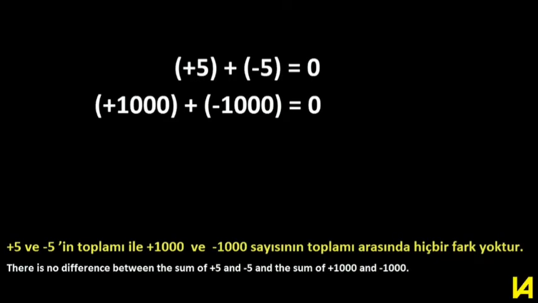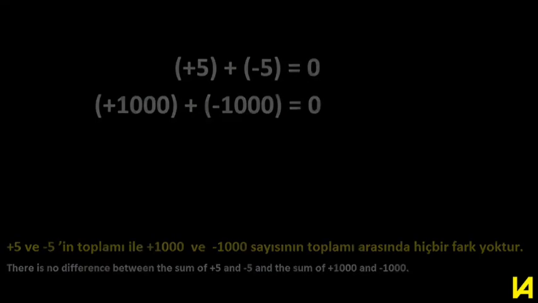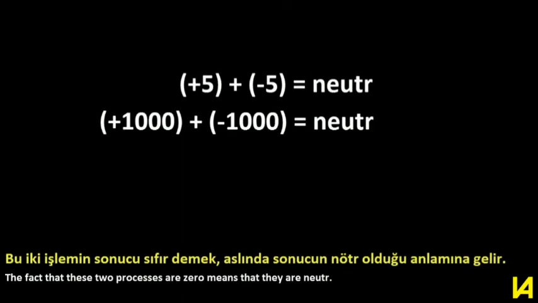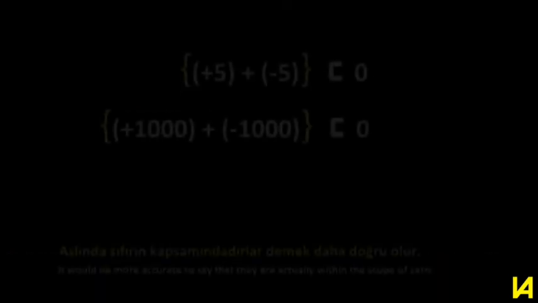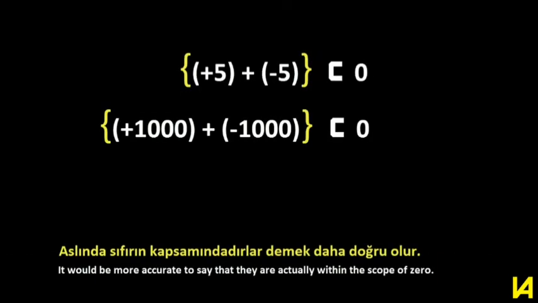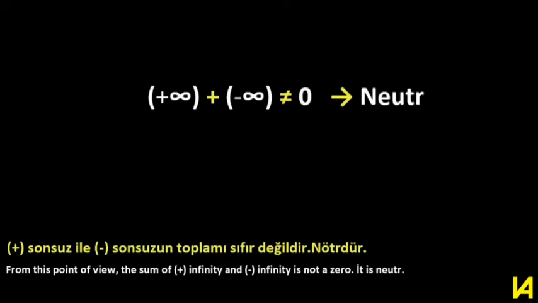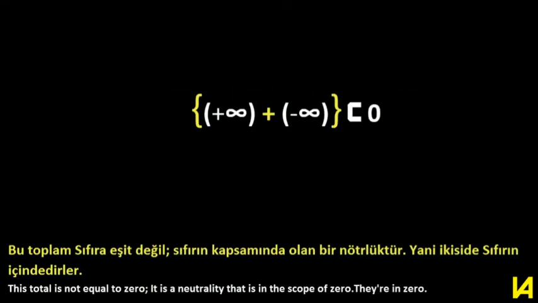There is no difference between the sum of +5 and -5 and the sum of +1000 and -1000. The two are ultimately neuter. The fact that these two processes are 0 means that they are neuter. It would be more accurate to say that they are actually within the scope of 0. From this point of view, the sum of +infinity and -infinity is not a number, it is neuter. This total is not equal to 0. It is a neutrality that is in the scope of 0.